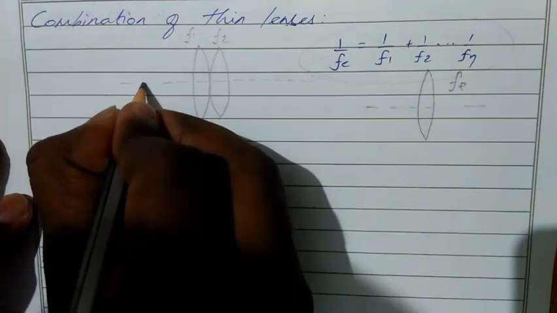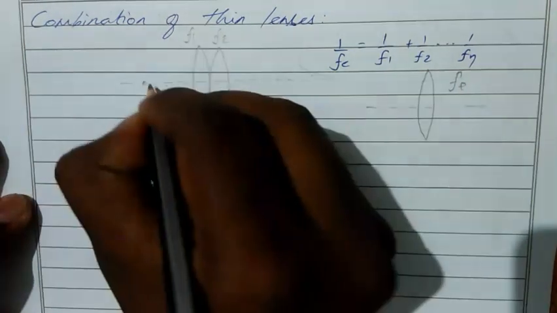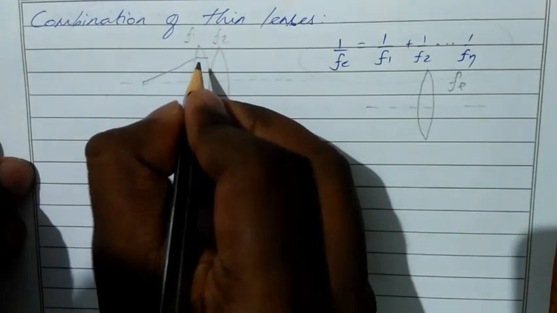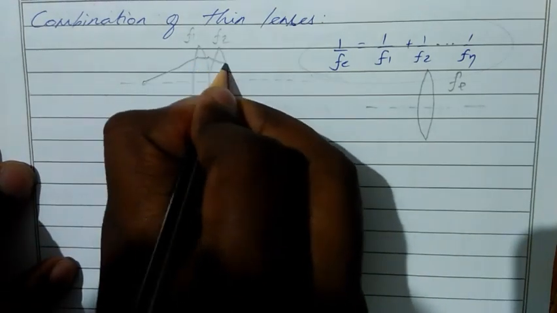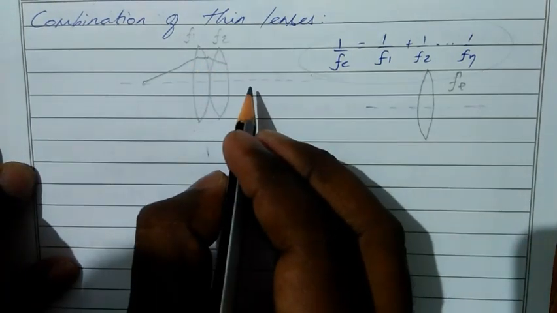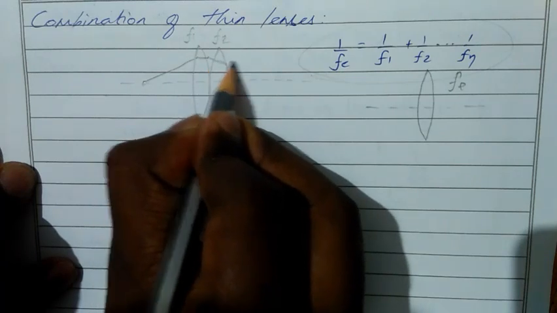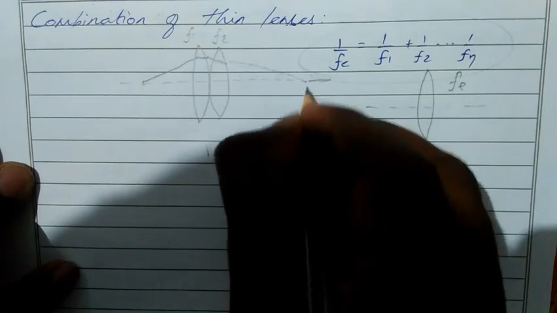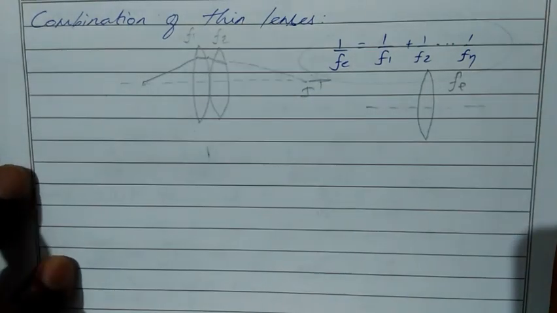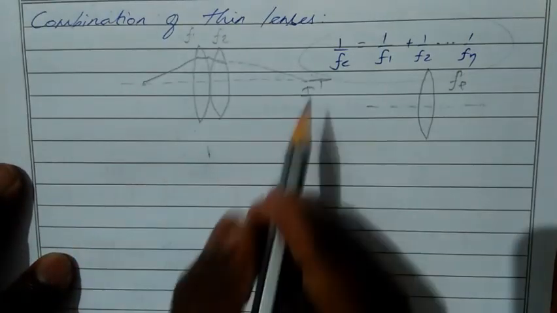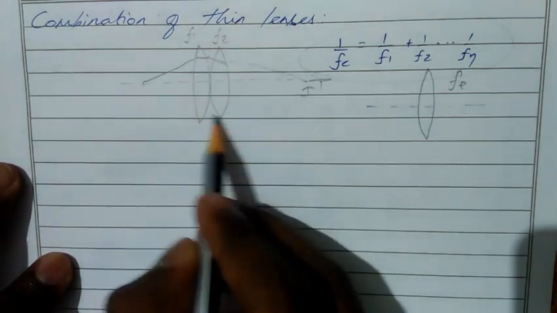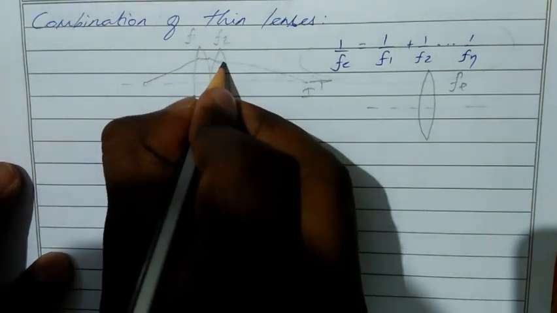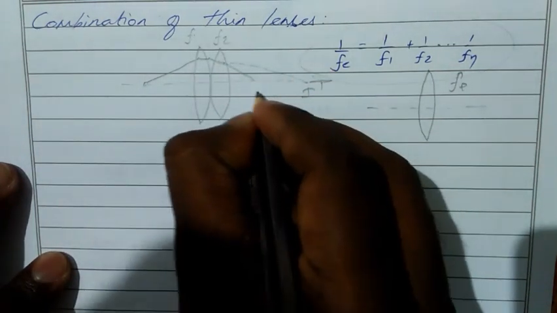We have two lenses, an object is placed here. The light comes from the object. So after here it will refract and again it will refract. Okay. So these refracted rays go somewhere here, where we have image I dash for the first lens. This image behaves as an object for the second lens. With the help of this object, the second lens produces some image here. That is our final image.